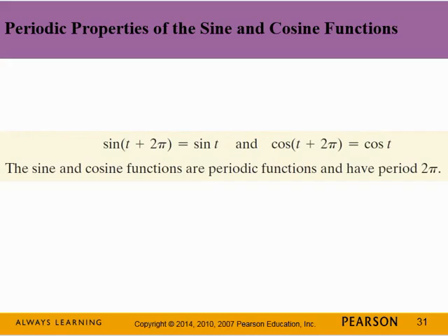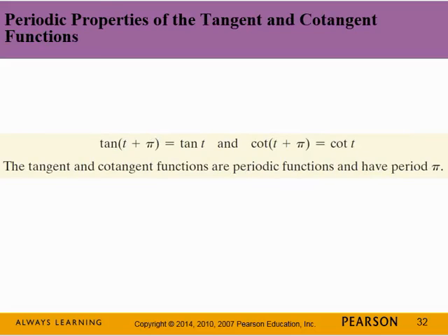I would write these down again. So sine of t plus 2 pi equals sine of t, and cosine of t plus 2 pi equals cosine of t. So sine and cosine functions are periodic functions and have a period of 2 pi. In tangent and cotangent, their period is pi.